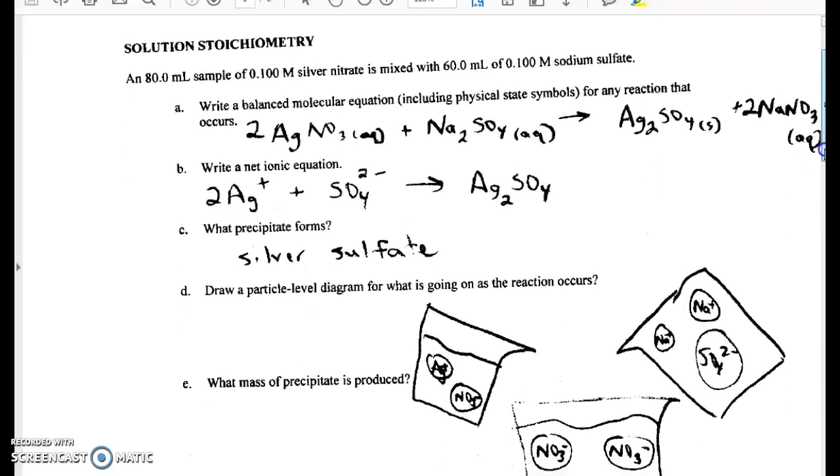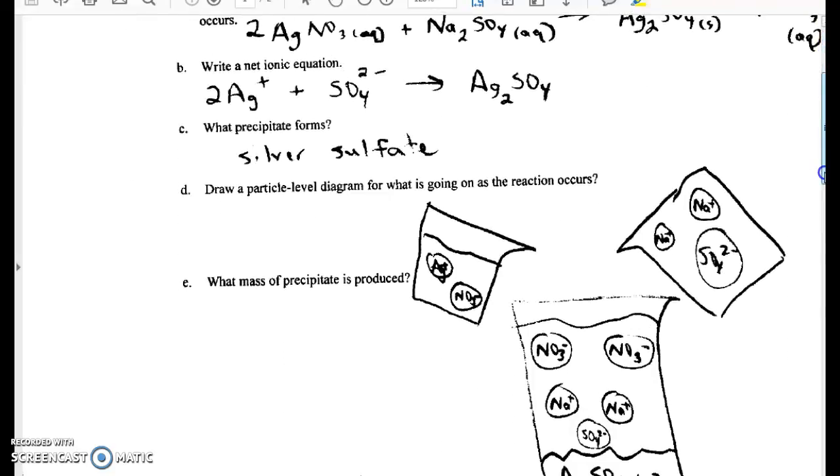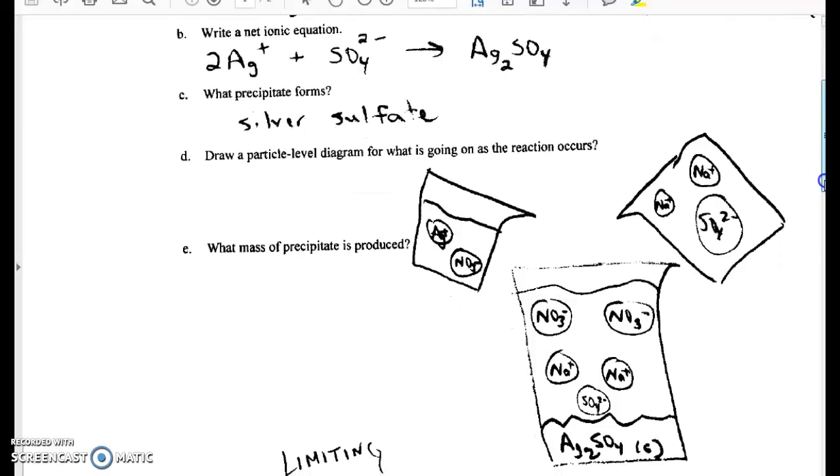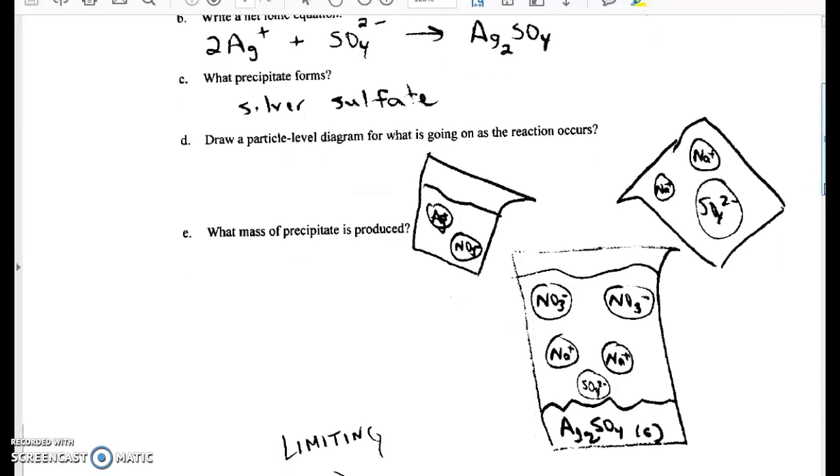So in our particle level diagram, we have one beaker that has the soluble silver nitrate, and those ions are written independently from one another. They are dissociated, floating around in the solution. And we have a separate beaker with the sodium sulfate, again soluble, so the ions are written independently, floating around. And they're in a 2-to-1 ratio, so 2 sodium plus 1 ions for every 1 sulfate 2 minus ion.